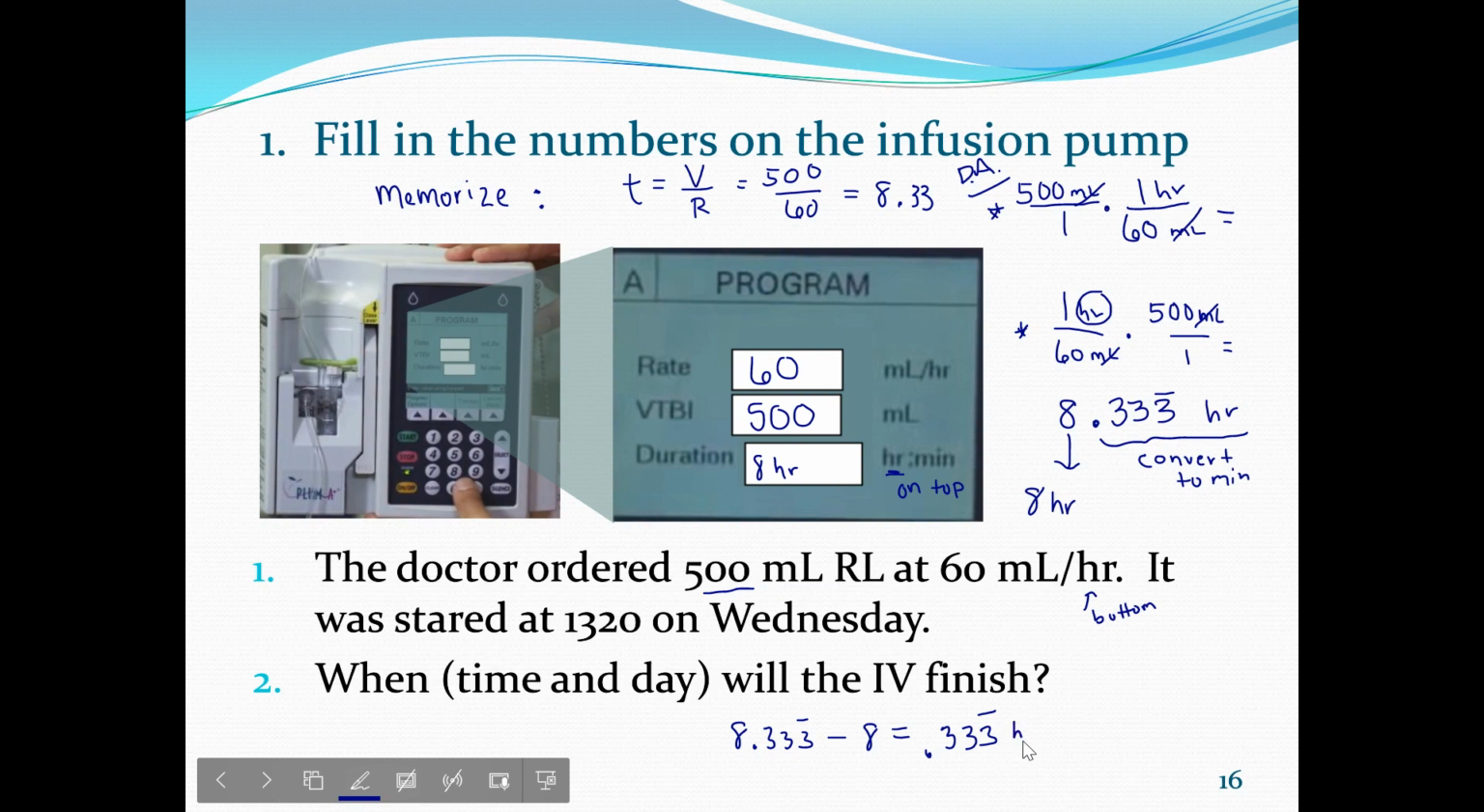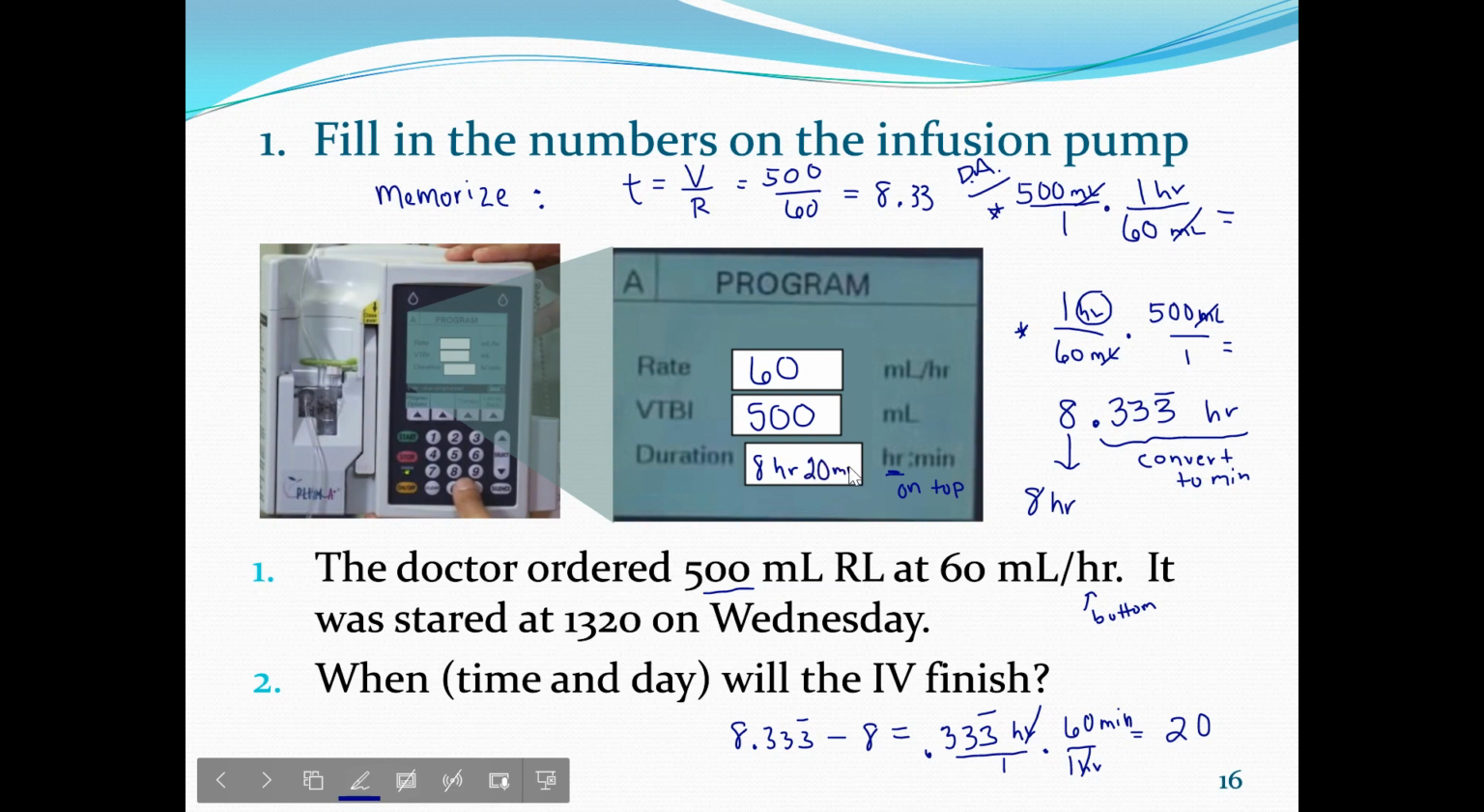Then I need to convert this to minutes. I know that 1 hour is 60 minutes, so I'm going to multiply that by 60. Just that decimal times 60. So times 60 on my calculator equals 20. So 8 hours, 20 minutes.